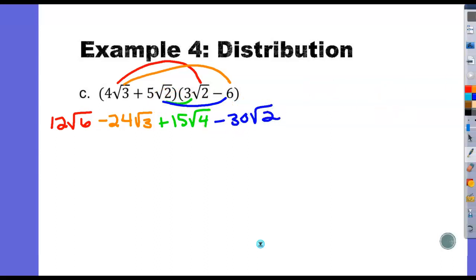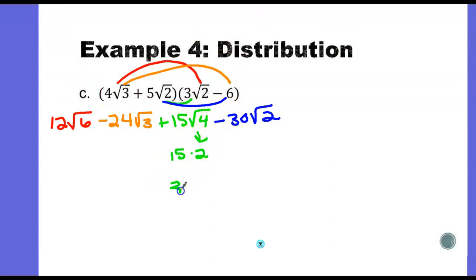So we're going to want to combine any like terms that we can, or simplify anything that we can. I don't really see any like terms, but I do see that the square root of 4, I can reduce that to 15 times 2, which is 30. Everything else, I don't have anything else to combine, so what I'm going to do is just write it out, and I'm going to have a really long answer.